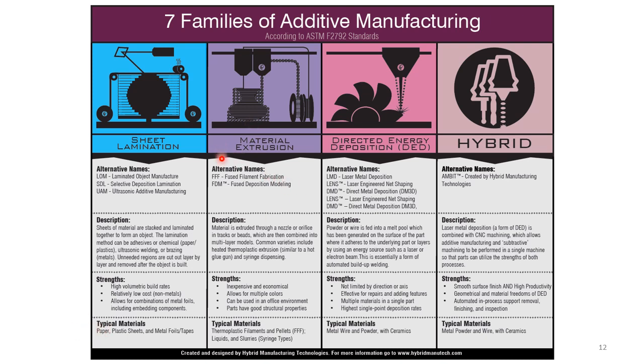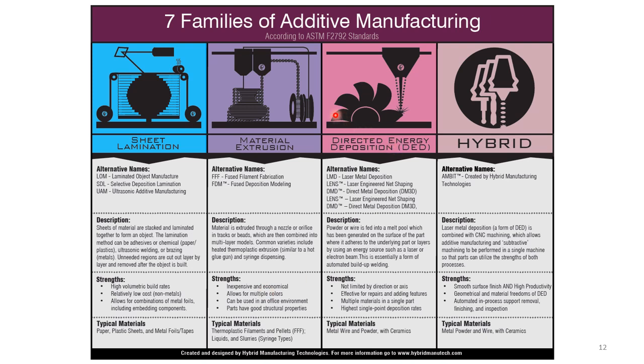Next one is material extrusion, that is fused filament fabrication or fused deposition modeling, as we call it. The material is extruded through a nozzle and an orifice, and it is deposited on a track, where it gets glued to the surface and builds one layer on top of the other. Typical materials are thermoplastic filaments, pellets, liquids and slurries.